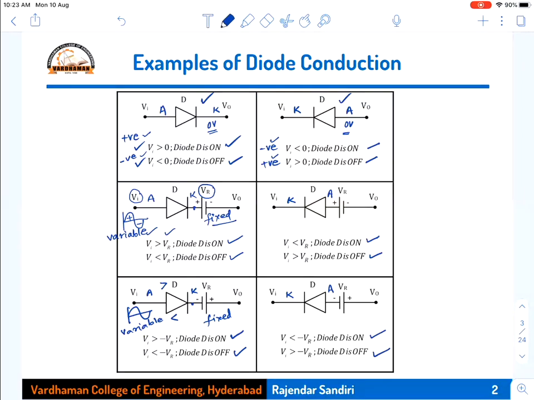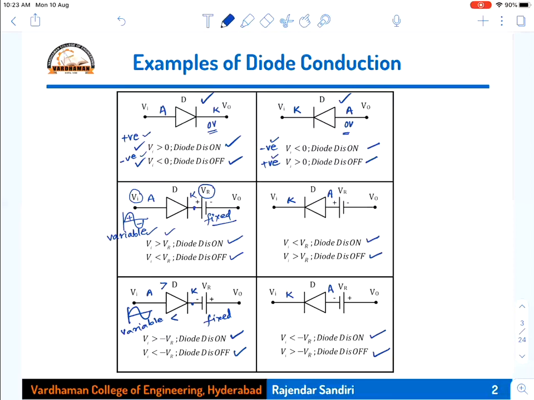So in all the 6 cases, if you see, if the anode voltage is greater than the cathode voltage, then only your diode is on. You can just check in all the 6 cases. The anode voltage should be greater than the cathode voltage, then only the diode is on. So anywhere you can randomly check.